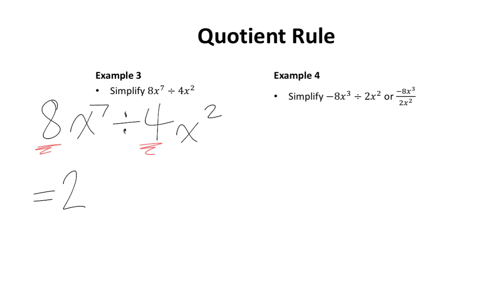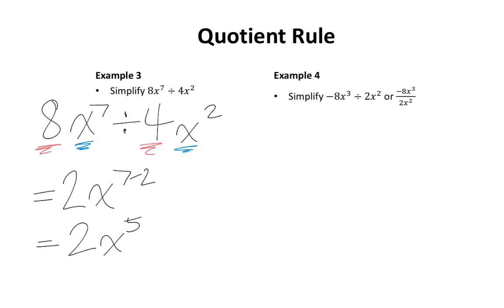Remember, when you're dividing exponents with the same base, you subtract the exponents. They both have the same base, a base of x. So I have x to the power of 7 minus 2, which is equal to 2x to the power of 5. Now, in our fourth example, we want to simplify negative 8x to the power of 3 divided by 2x to the power of 2.